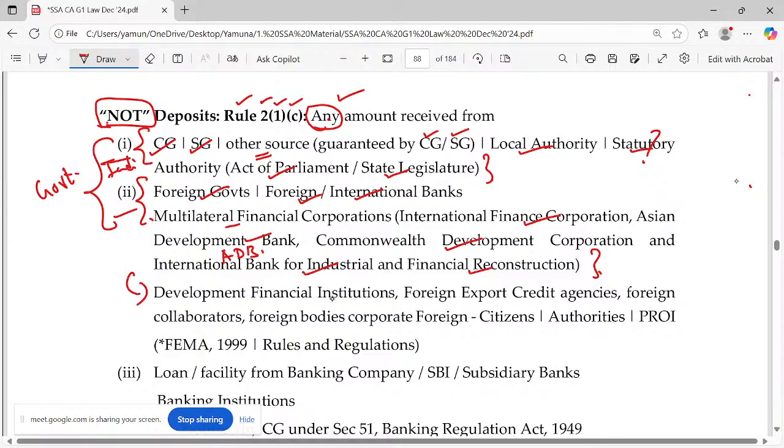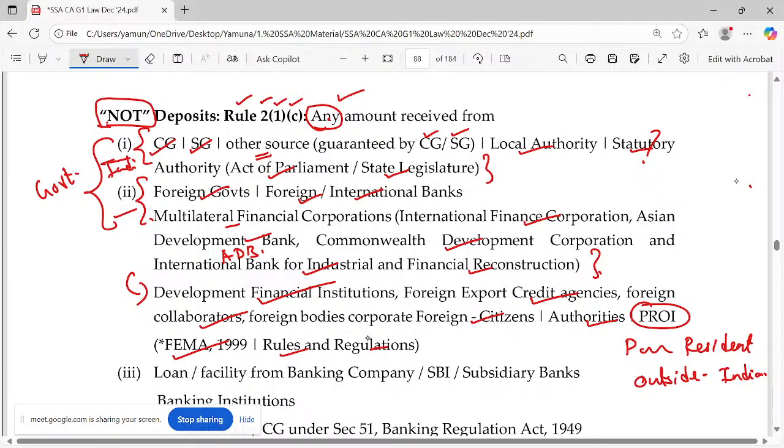The list is not yet over. In case we are following with respect to foreign governments and other things, it comes under FEMA. Why? Because foreign currency is involved. So in that sense, we have development financial institutions and foreign export credit agencies and foreign collaborators or foreign bodies, corporate foreign citizens, authorities, or what is this PROI? Person resident outside India. Okay. So if you follow as per the FEMA rules and regulations, then this will not be called as deposits.